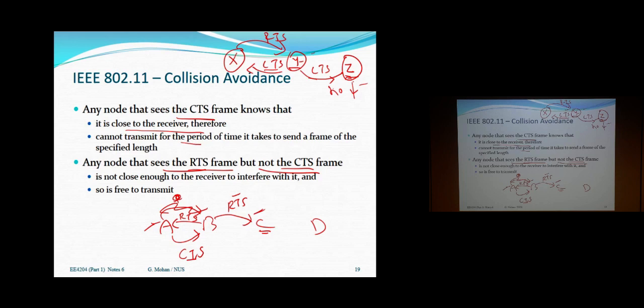This implies that C can have its own transmission. That means C can transmit an RTS to this node, and it can respond with CTS. So the rule is this: if a node can see RTS but not CTS, it's not close enough to the receiver for interference to happen, so it's free to transmit. Any doubt?